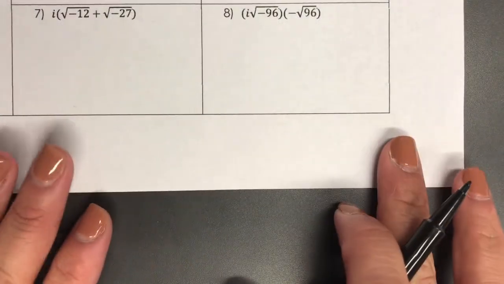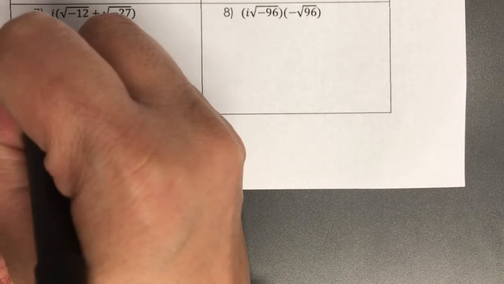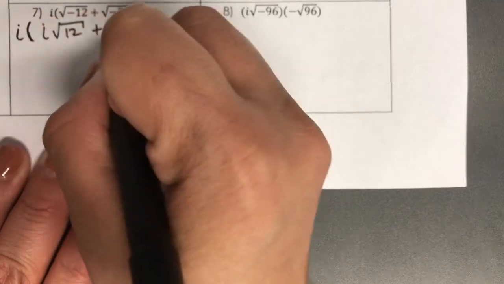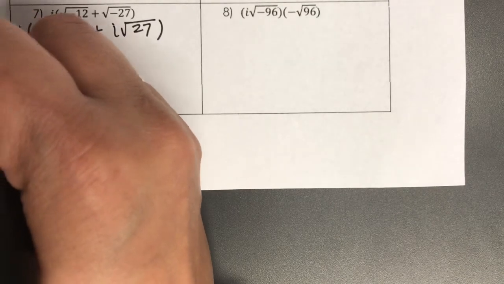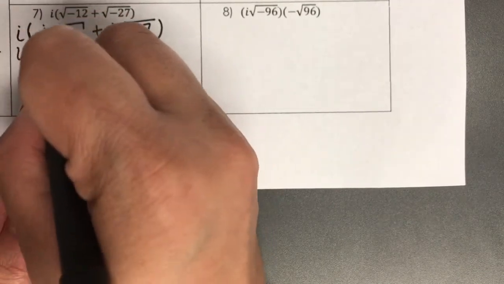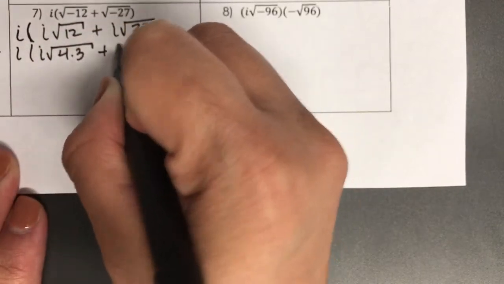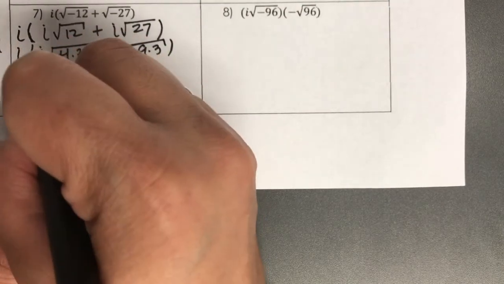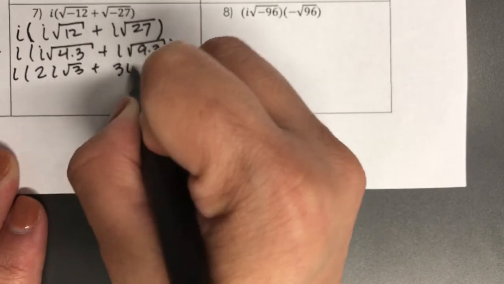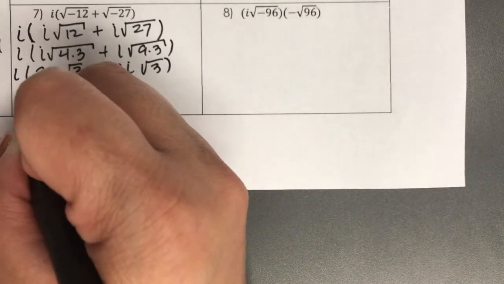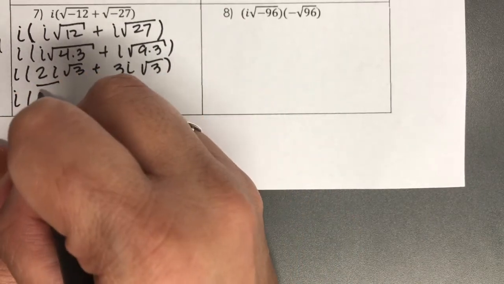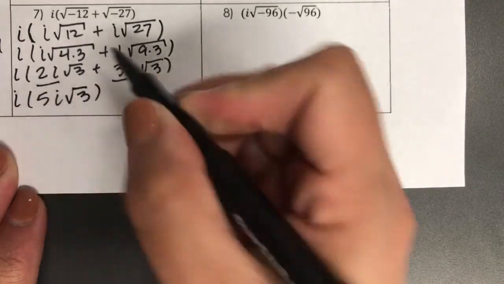Okay, these are the last two. So I have i, and then parentheses. So I have i square root of 12 plus i square root of 27. We're going to expand. Equals i square root of 4 times 3 plus i square root of 9 times 3. So I now have i times 2i square root of 3 plus 3i square root of 3. Then I'm going to collect like terms. So I have i times 5i square root of 3.